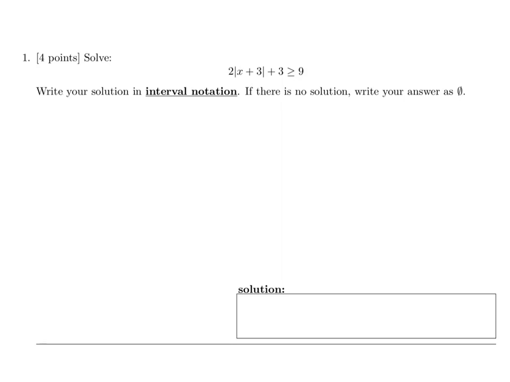Problem 1 is an absolute value inequality. In order to solve an absolute value inequality, we have to first isolate the absolute value expression before we can get rid of the absolute value symbols. So let's do that by adding or subtracting 3 from both sides. What we're left with is 2 times the absolute value of x plus 3 is greater than or equal to 6. Now we've got to get rid of that 2, so let's divide both sides by 2.